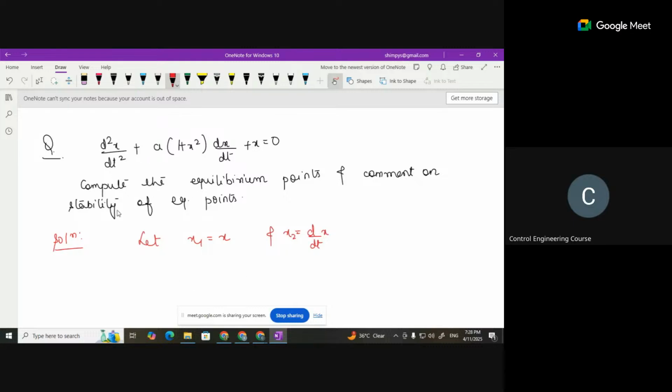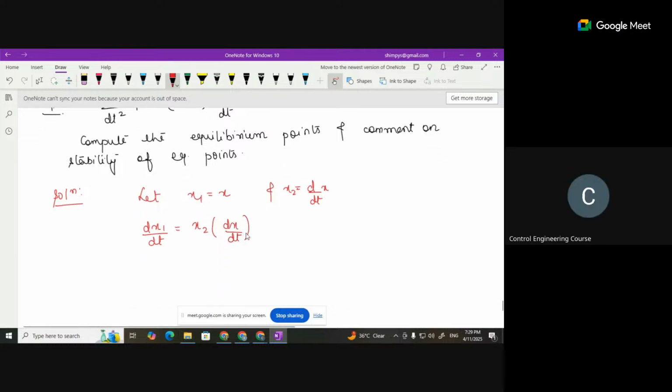So can I write down now my system here becomes dx1 by dt, that can be written as x2. Please see here, as we have taken x2 as d by dt of x. Now if I'm taking the derivative of x1, can I write down this as x2? Because this is dx by dt only. Yes? Fine. Yes, ma'am.